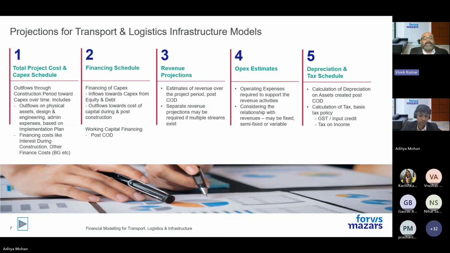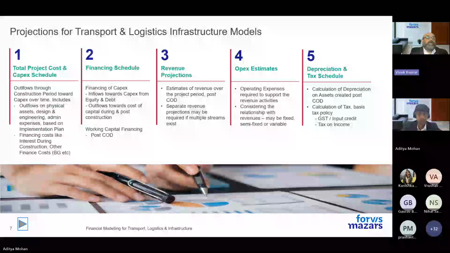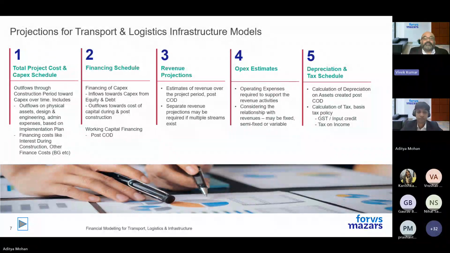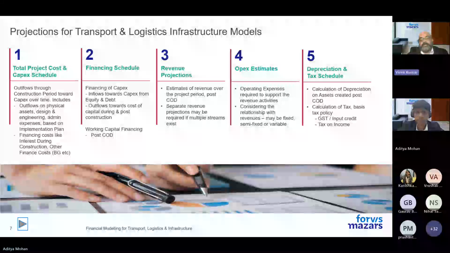How you finance working capital may differ. It could be a revolving loan like a cash credit, or it could be short-term financing, right? So accordingly, you will have your drawdown schedule, you will have your interest and repayment schedules.